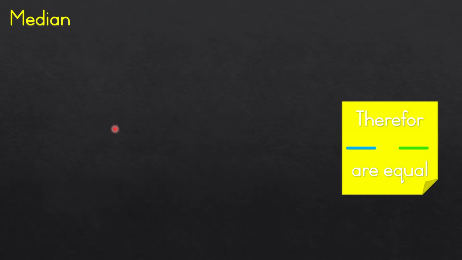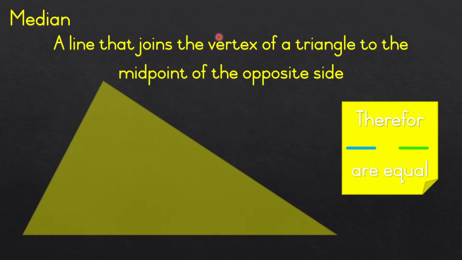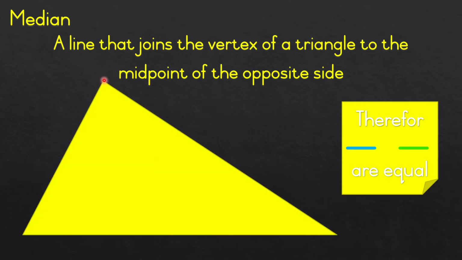A median is a line that joins the vertex of a triangle to the midpoint of the opposite side. Okay, so let's start at the top. A line. Okay, we've got a line. A vertex. What is a vertex again? It is this corner here at the top where 2 lines meet. That is a vertex of a triangle. To the midpoint of the opposite side.